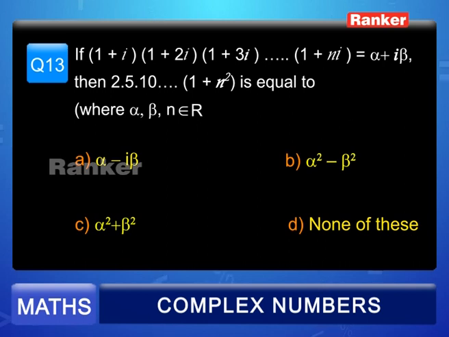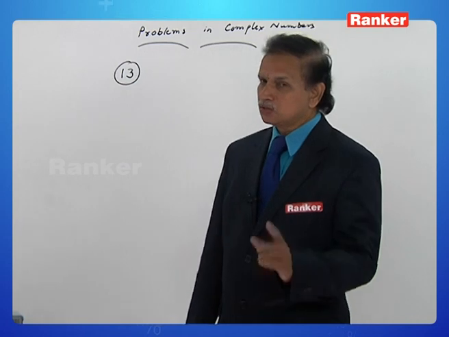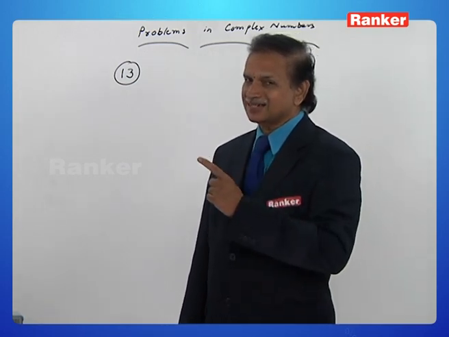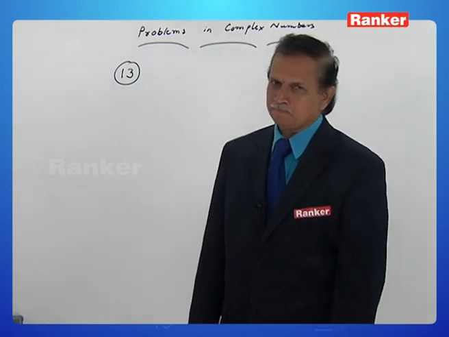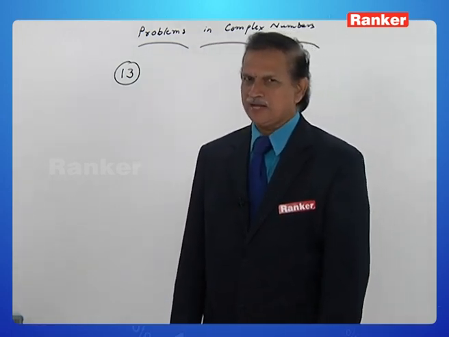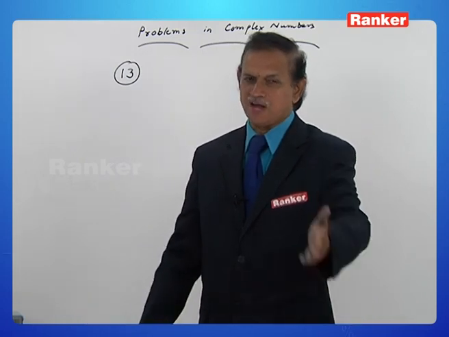Second option is alpha square minus beta square. Third option is alpha square plus beta square. Fourth option is none. Let us have a look over the required one. What is required actually? 2 into 5 into 10 and so on. You observe carefully. 2 is 1 plus 1 square, 5 is 1 plus 2 square, 10 is 1 plus 3 square, and then 1 plus 4 square, 1 plus 5 square, and so on up to 1 plus n square.